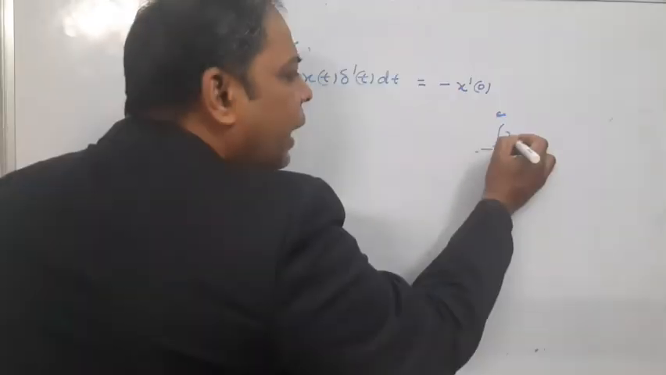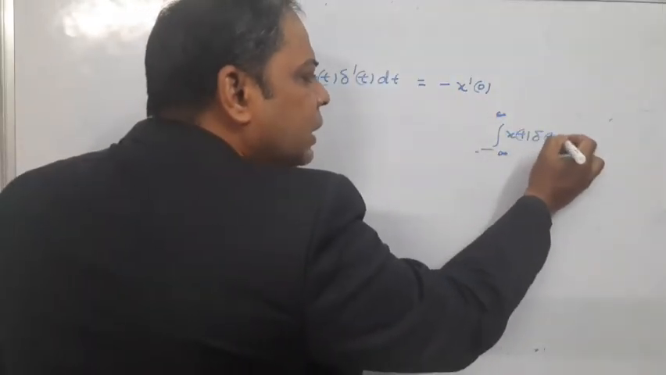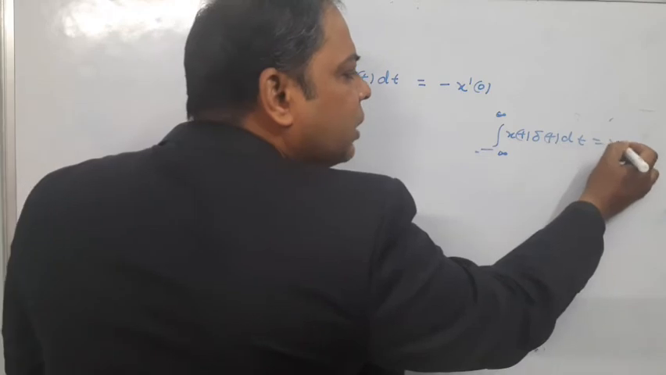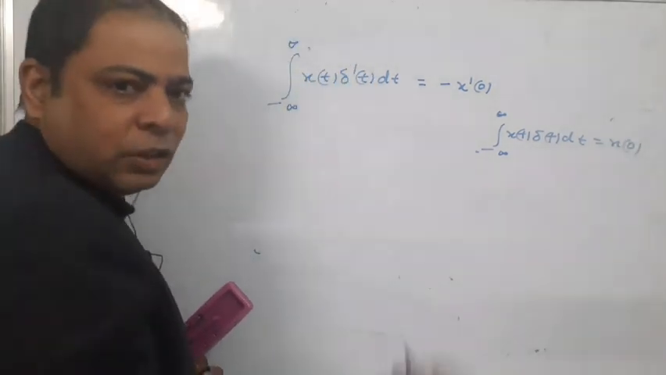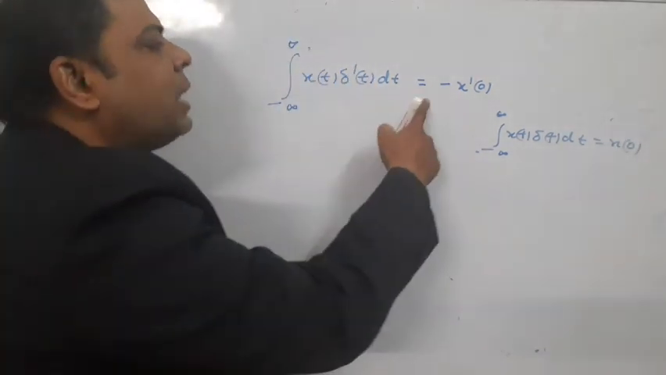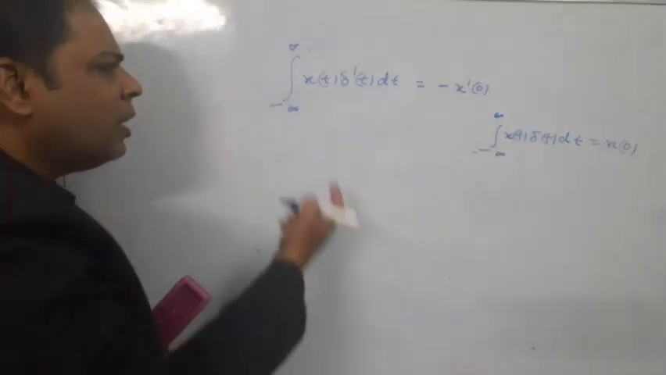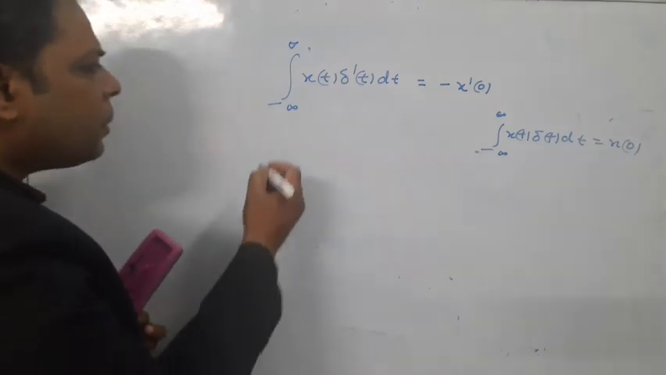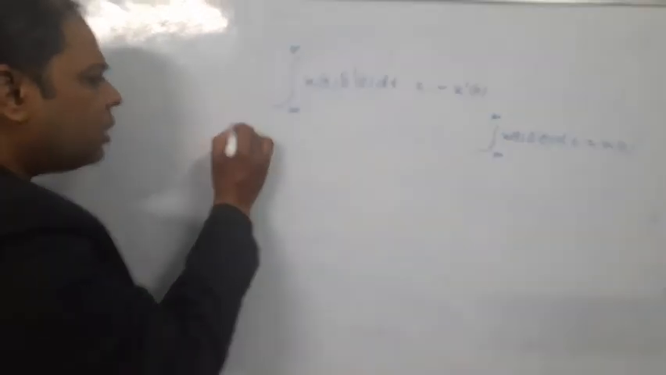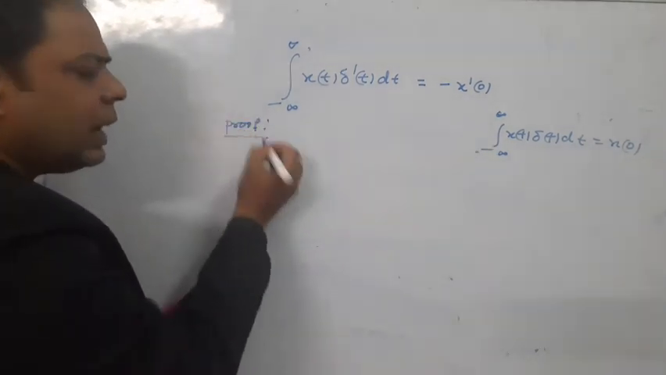Just like integration from minus infinity to infinity of x(t) δ(t) dt is your x(0), simple. That is your x(0). But here it is minus x'(0). Then how to prove this? Very simple. Let us prove this property. Look, how will the proof be done?